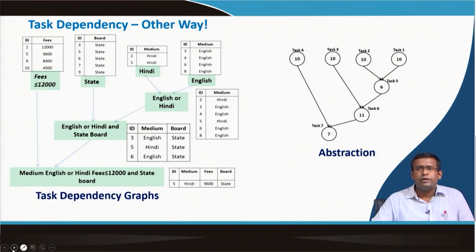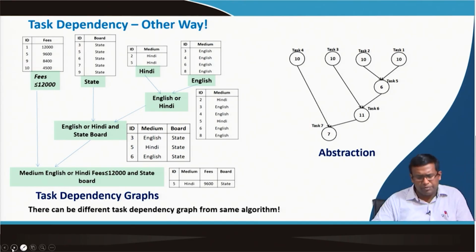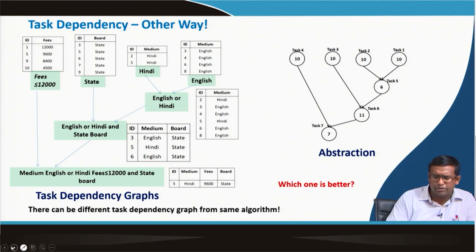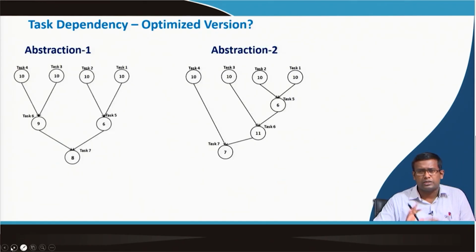Now, the question will be which one is better, and you can solve a parallel problem in a different way. If you have identified the tasks involved in the problem, you can get the task dependency graph differently, and you can identify the independent parts of the problem in a different manner and assign them to different processors. But which one is better, that will be the question. There can be different task dependency graphs from the same algorithm. Which one is better? Well, we have 2 task dependency graphs.